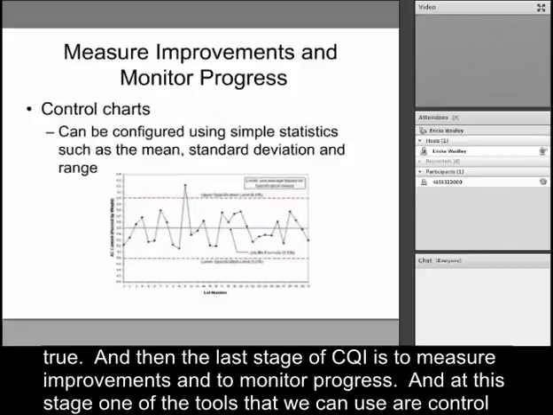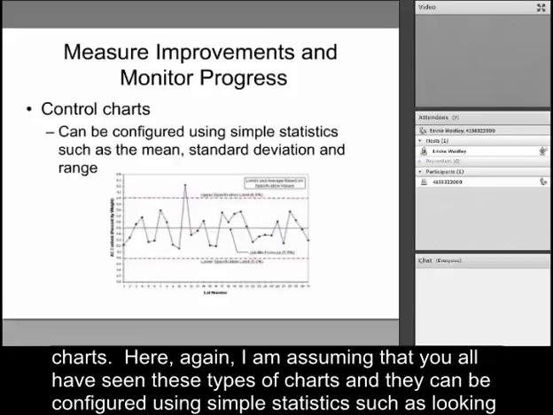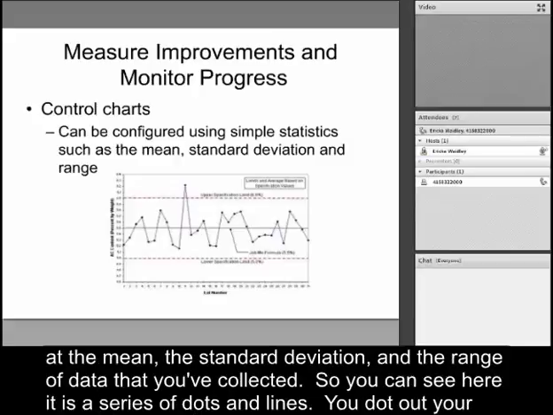And then the last stage of CQI is to measure improvements and to monitor progress. At this stage, one of the tools that we can use are control charts. Here again, I am assuming that you all have seen these types of charts, and they can be configured using simple statistics such as looking at the mean, the standard deviation, and the range of the data that you've collected.